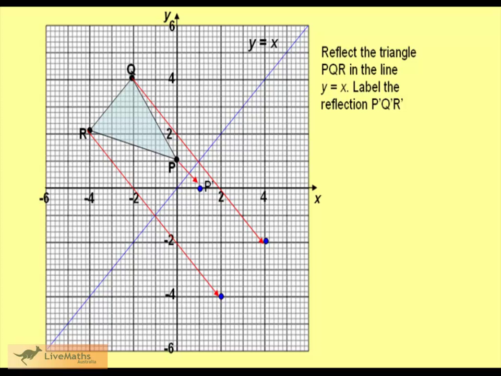P dashed is the reflection of P. Q dashed is the reflection of Q, and R dashed is the reflection of R. Here is the triangle P dashed, Q dashed, R dashed.